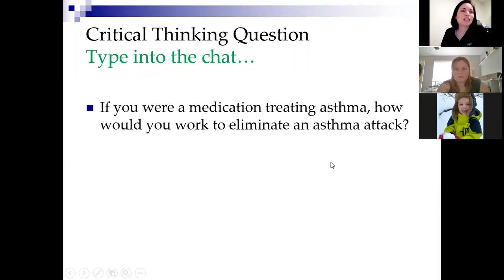Bronchodilation. Yes, you would want to open things up, right? You'd want to reduce inflammation and you'd want to open things up. So one of the things we know we can use is a beta-2 agonist to encourage the airways to open up. And then something that's anti-inflammatory, or a corticosteroid too, to get rid of the inflammation.